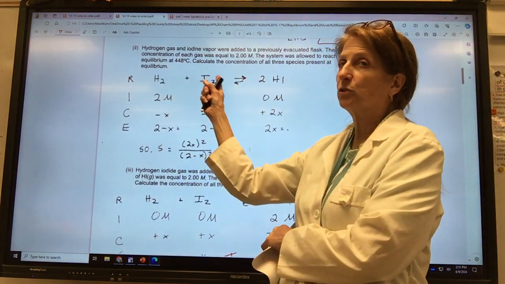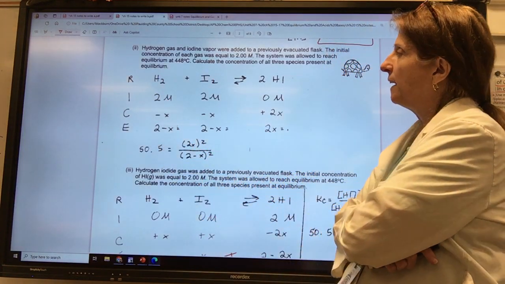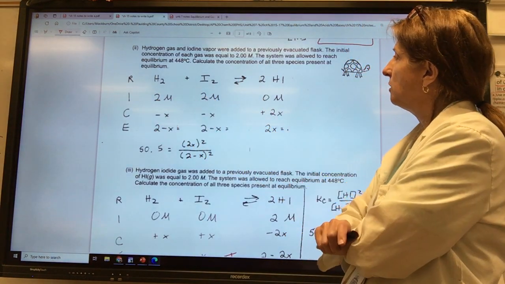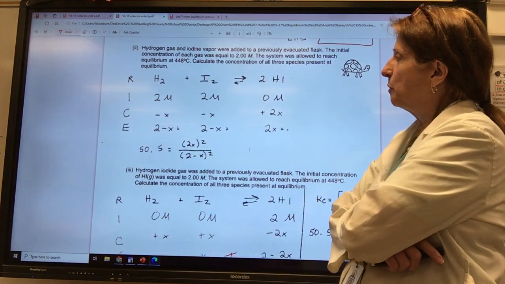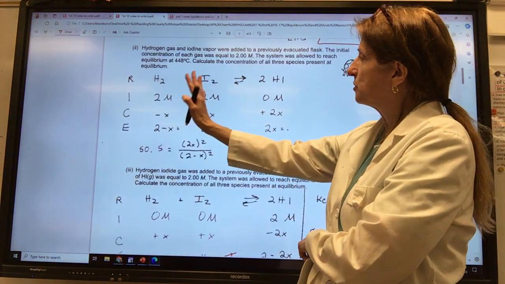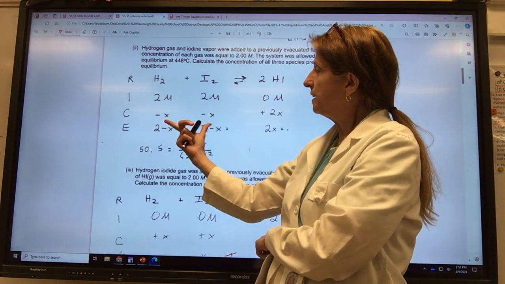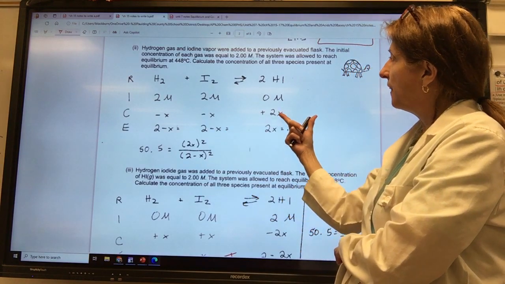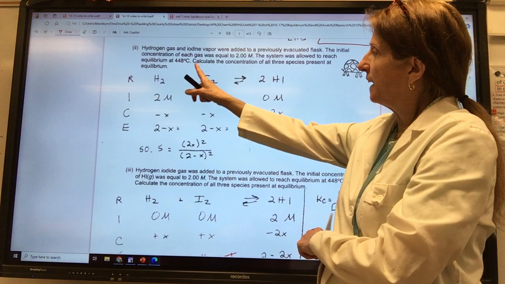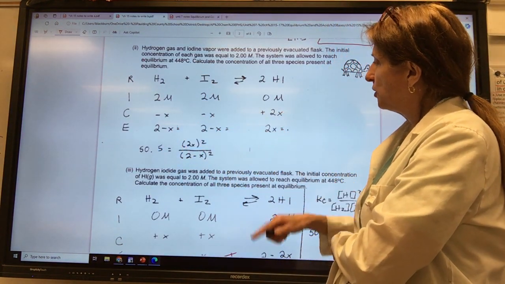So you would have to first write your reaction and then balance it. And then you write down what you know to start with. And these both had 2 molar, and this had 0 molar. And then according to the stoichiometry, we're starting with 2 here and nothing there, so we know it's going this way. These are going to go down by x, and that's going to go up by 2x. Everybody good so far? Okay, and then we can add these up: 2 minus x, 2 minus x, and 2x.